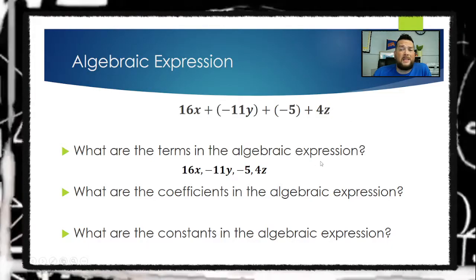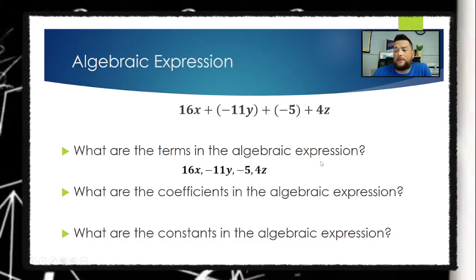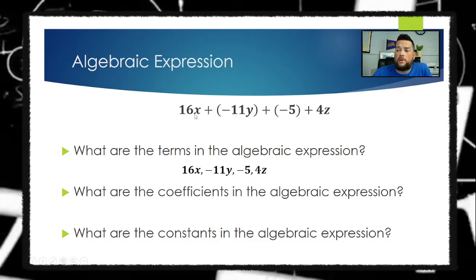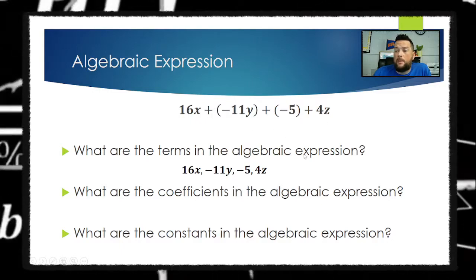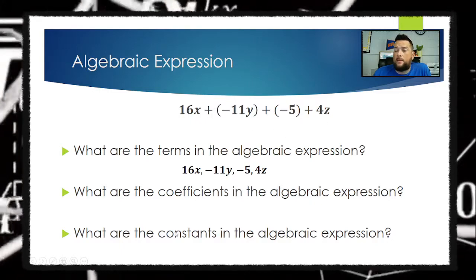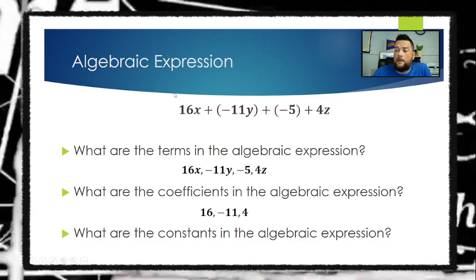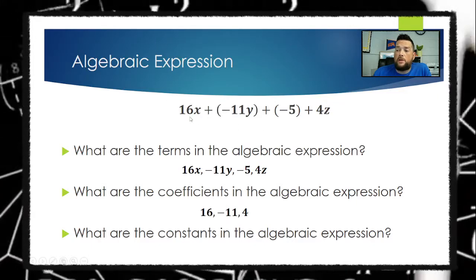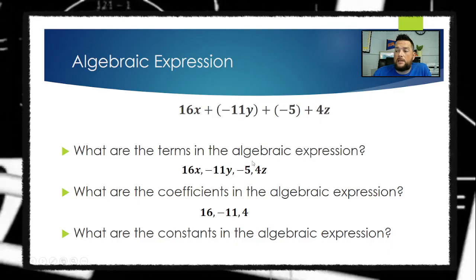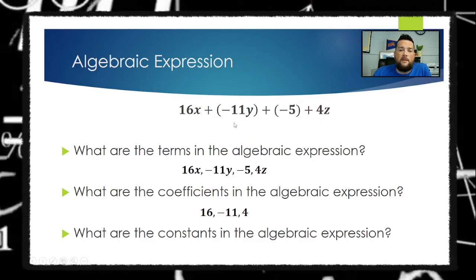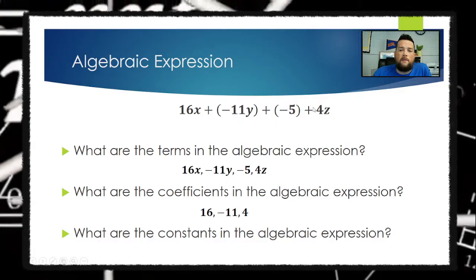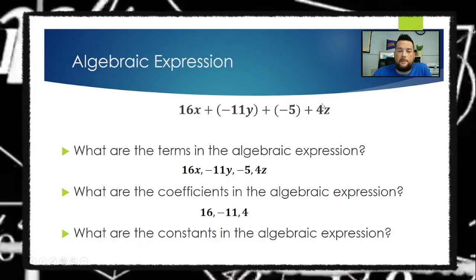Hopefully you're seeing that this is not very difficult at all. So the terms are just the variables with their coefficients attached to them or constants that are separated by addition signs. The coefficients in this expression are going to be the numbers that are attached to the variables. In this case, we've got 16, we've got negative 11, and then we've got positive 4 right there.